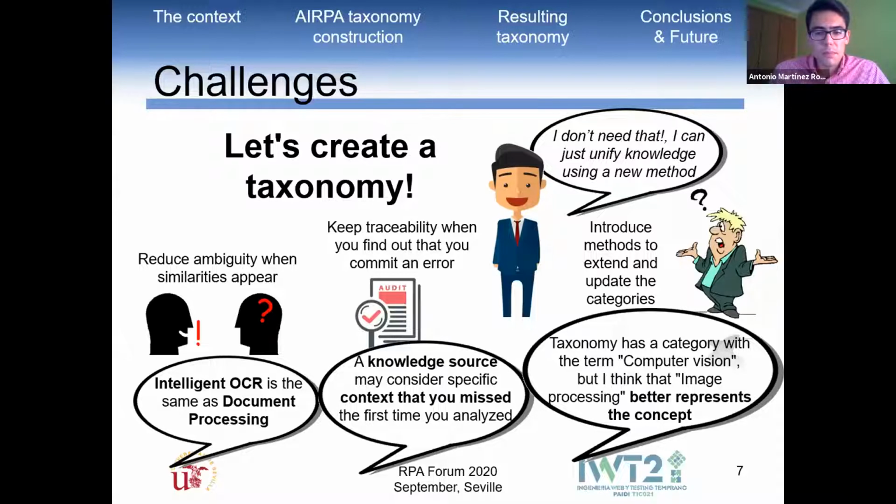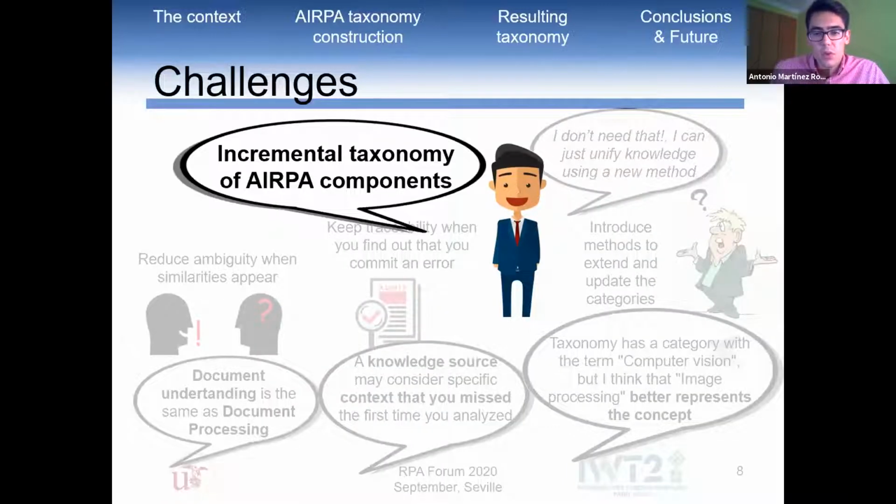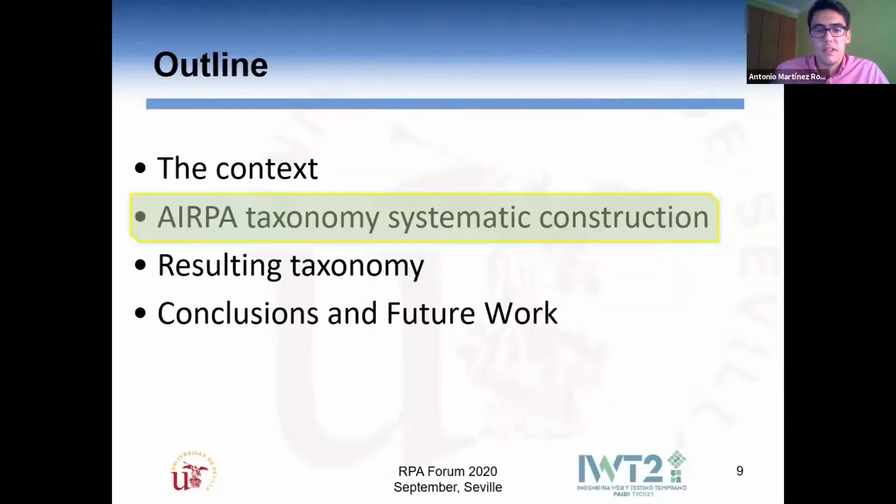And the most important part of this proposal is this: if I think that the term image processing better represents the concept than the taxonomic category computer vision, how can I change them? Well, in our method, we introduce the necessary techniques to extend and update the tree of taxonomic categories, obtaining the incremental taxonomy of RPA components, which we will define next.